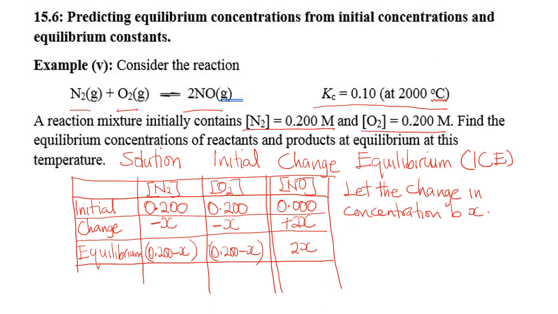So let me proceed. I will write the equation here again. N2 gas plus O2 gas in equilibrium with 2NO gas. But from here, we are saying these ones. This is the final concentration of N2, final concentration of O2, final concentration of NO.